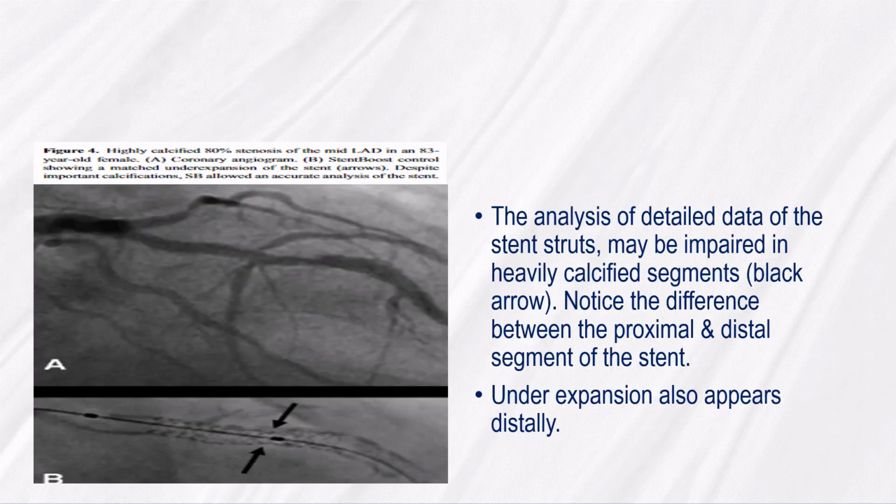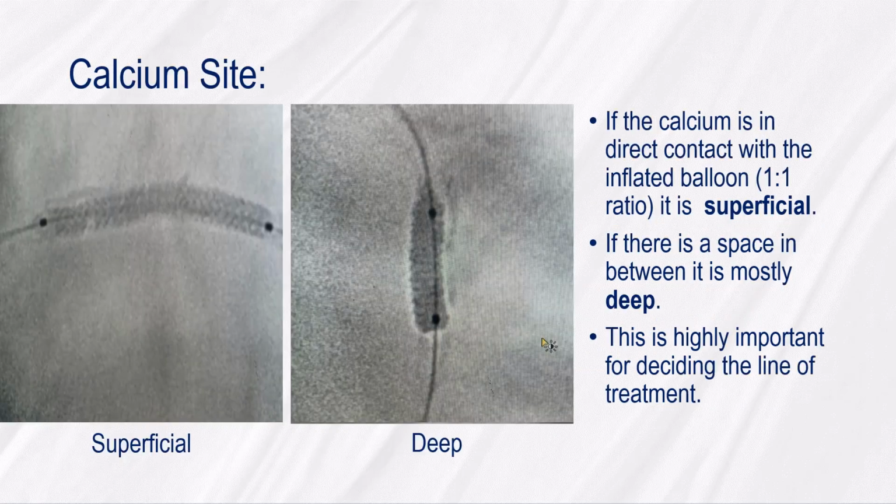Both calcium and stents are radio-opaque, so the analysis of detailed data of the stent struts may be impaired in heavily calcific segments. Black arrow. If the calcium is in direct contact with the inflated balloon with a 1:1 ratio, it is superficial calcium. If there is a space in between, it is mostly a deep calcium. This is highly important for deciding the line of treatment.